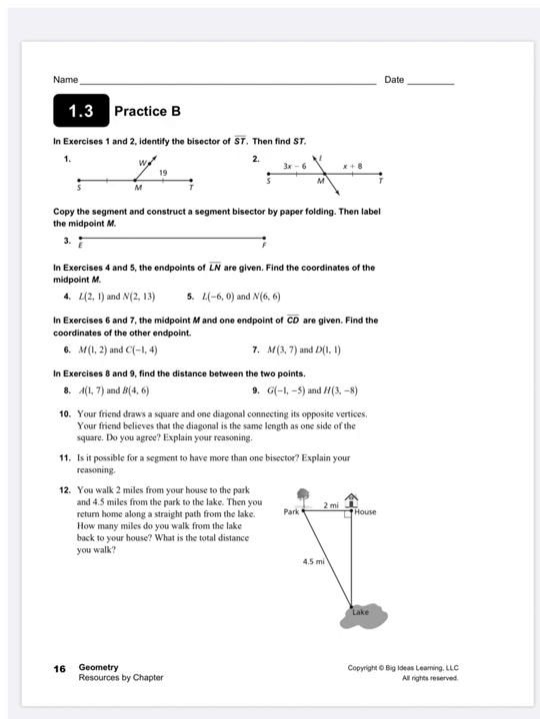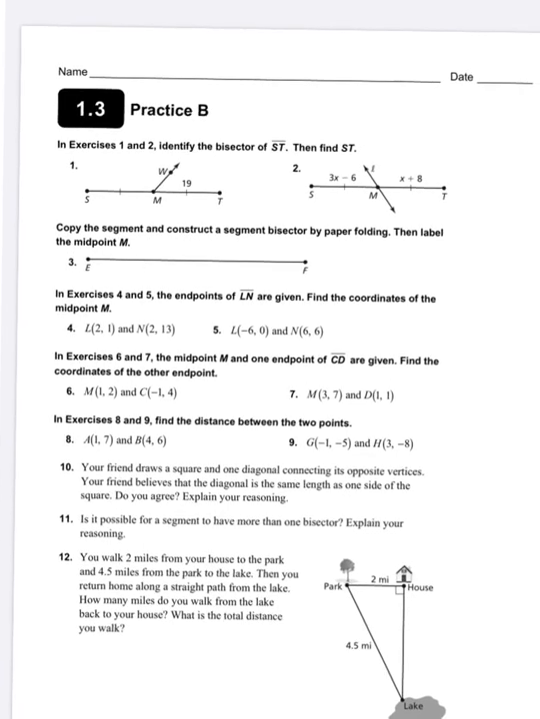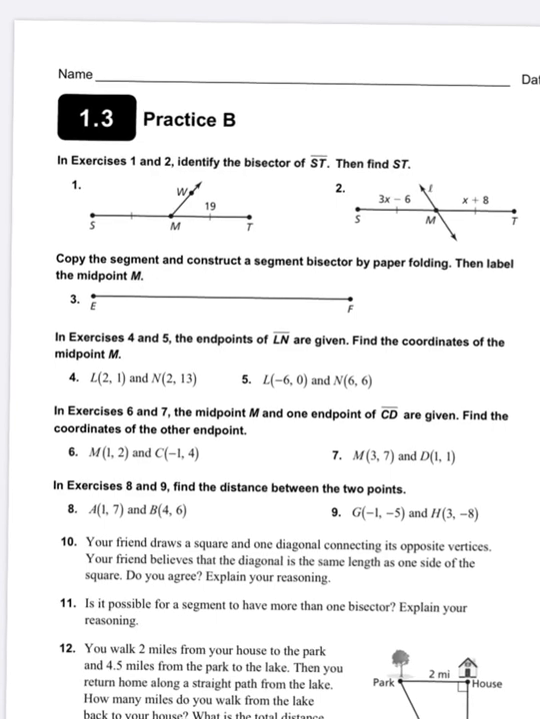Let's go over number 1, 2, and 3 in our exercise. All right, number 1: identify the bisector of ST, then find ST. Well, the bisector is whatever cuts that segment in half. So this is actually a ray because it starts with a point and ends with an arrow. So ray MW is the bisector.